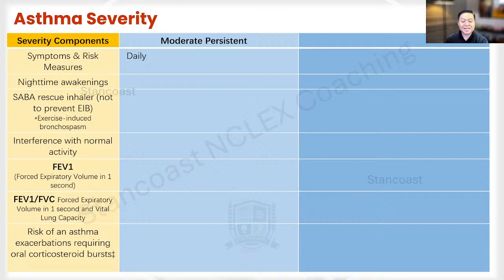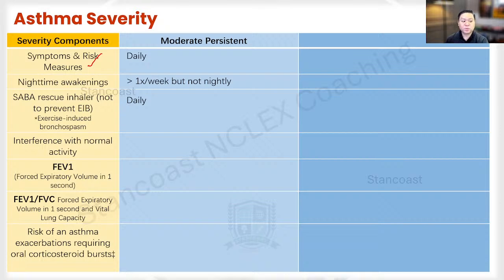And at night, when they're sleeping, of course, they will be awakened at least once a week, but not nightly. And they're going to be expected to use their rescue inhaler in a daily manner, okay? Every day, because of the daily appearance of the symptoms. So that is expected. They're going to be using the rescue inhaler on a daily basis.